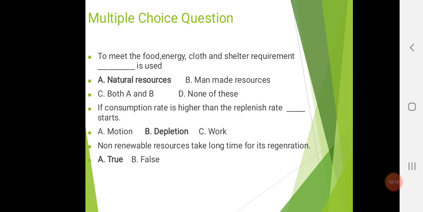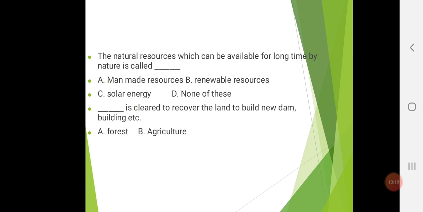Of course it's true. Now, here I have not given answers, you have to guess them. The natural resources which can be available for a long time by nature are called dash. You guess the answer. Dash is cleared to recover the land to build a new dam, building, etc. What is cleared? Is it forest or agriculture? Think and write. Smart guys.